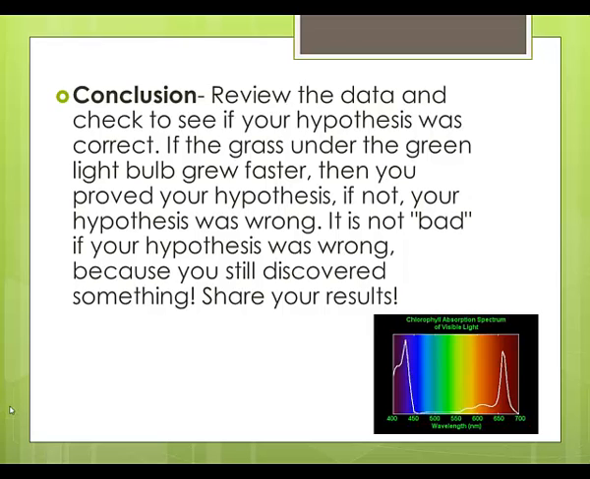And so then we draw a conclusion. If the grass under the green light bulb grew faster, we were able to prove our hypothesis. If it didn't, our hypothesis was wrong. Make sure you tell students it's not a bad thing if your hypothesis is wrong. You still discovered something. And we share our results. And time and again, if others get the same results from the same experiments, then we will conclude we have the best possible guess, the best possible educated guess, and that's a theory.